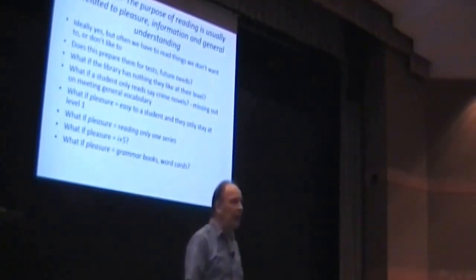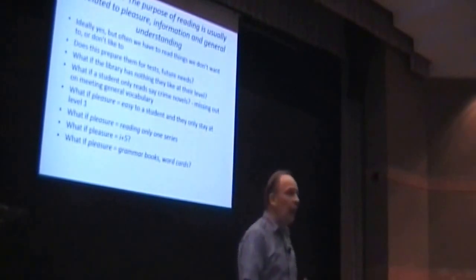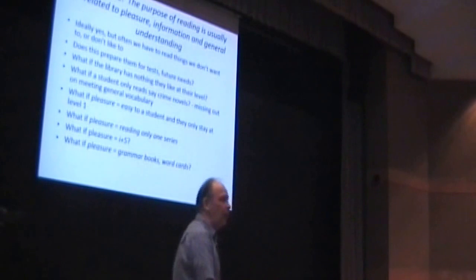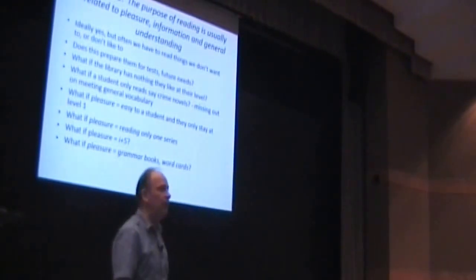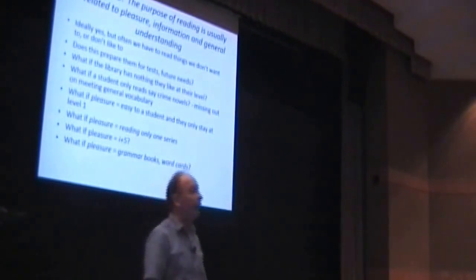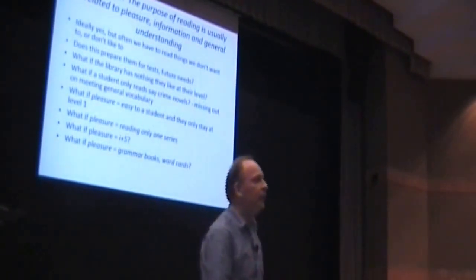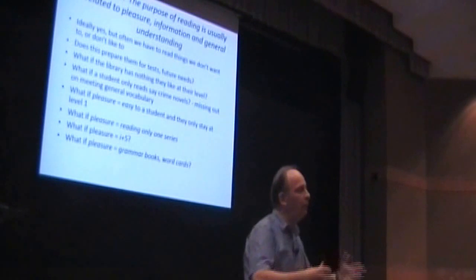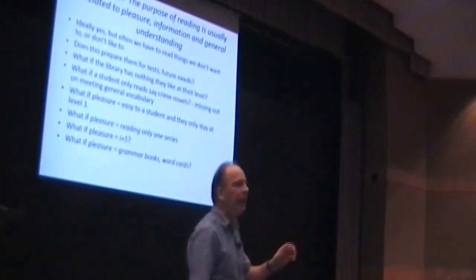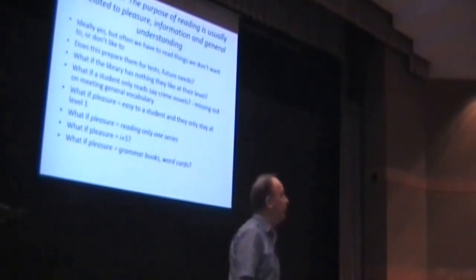What if pleasure for them means i+5? But some of them really like reading difficult stuff. They like the challenge. And if that's what their pleasure is, should we take that away from them and say, no, no, no, you should be reading at a lower level? And what if pleasure for some people is grammar books and word counts? There are some people out there who love that kind of study. They don't like the fluency practice. So this label of pleasure is iffy. It changes with the student.